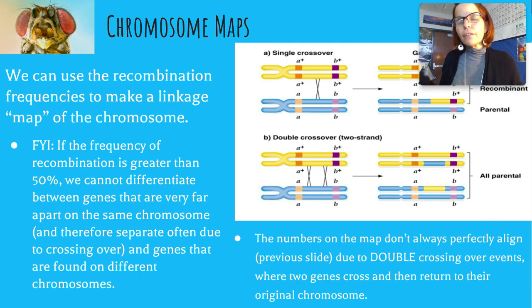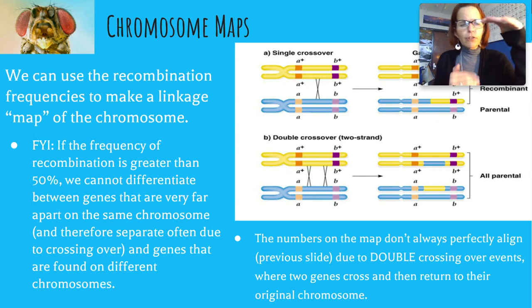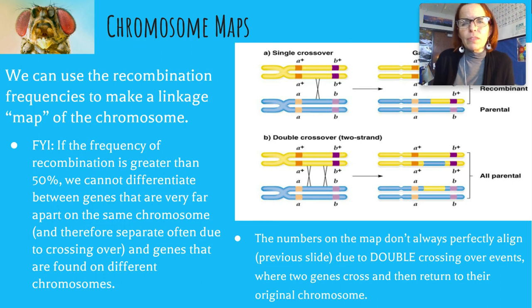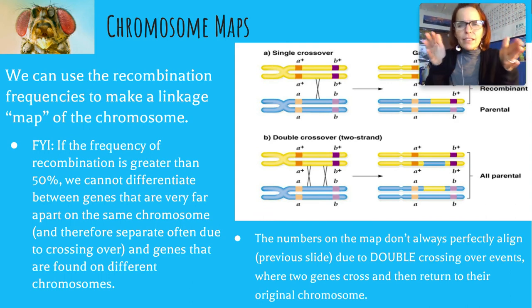So if you have a lot of recombination, it indicates that they're further apart. Not very much recombination, it indicates that they're closer together. And then this little FYI over on this side, if the frequency of recombination is greater than 50%, I want you to have this in the back of your head because this is for sure something they're going to trick you on a test question. So if it's greater than 50%, we actually can't differentiate between genes that are far apart on the same chromosome and therefore separate often due to crossing over, or genes that are simply found on separate chromosomes. They're going to be inherited in similar ways. So once it gets above 50%, your hands go up and you go, I don't know. So under 50%, that's where we can start doing that mapping.